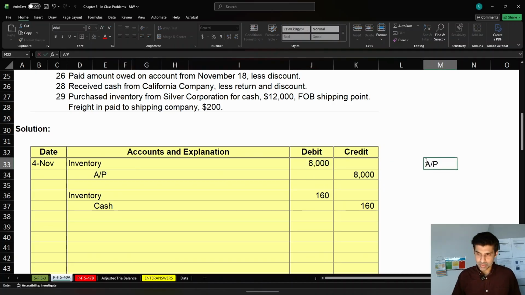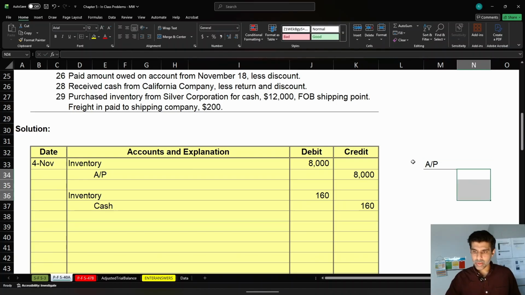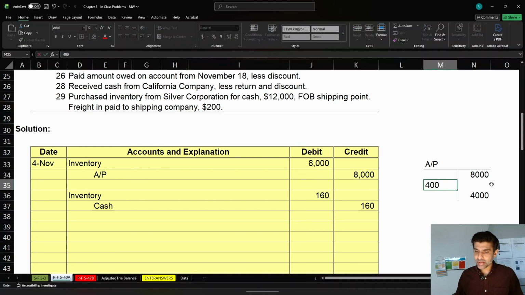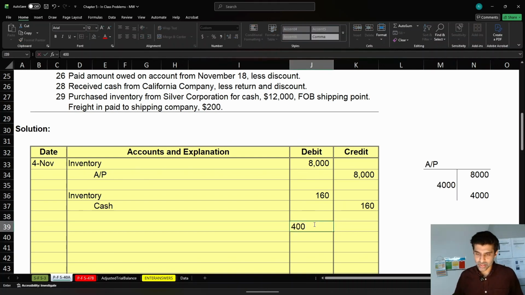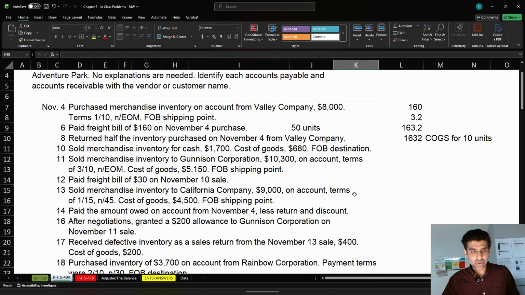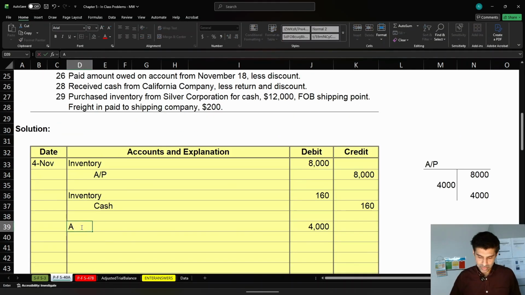So AP, right now it's a credit balance. I want it to be 4,000 because I'm only going to pay for half the items, since I'm returning half of it. That means we're going to have to debit accounts payable 4,000. So I have half my journal entry here. Then what's the other half? AP is debited. What should I credit? Yes, merchandise inventory.